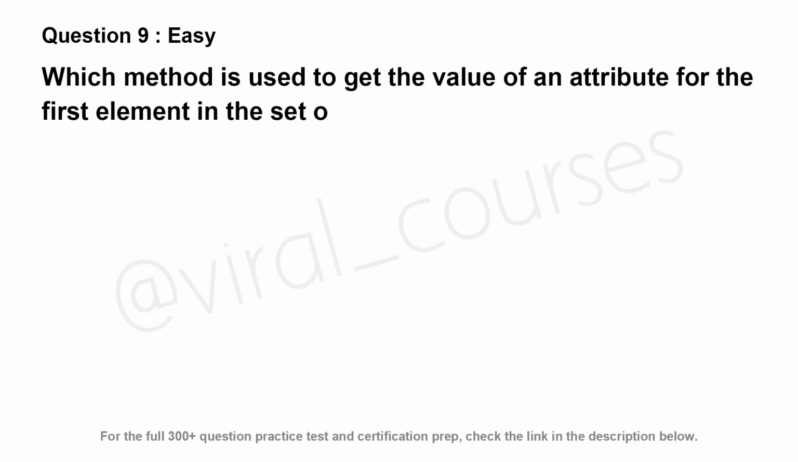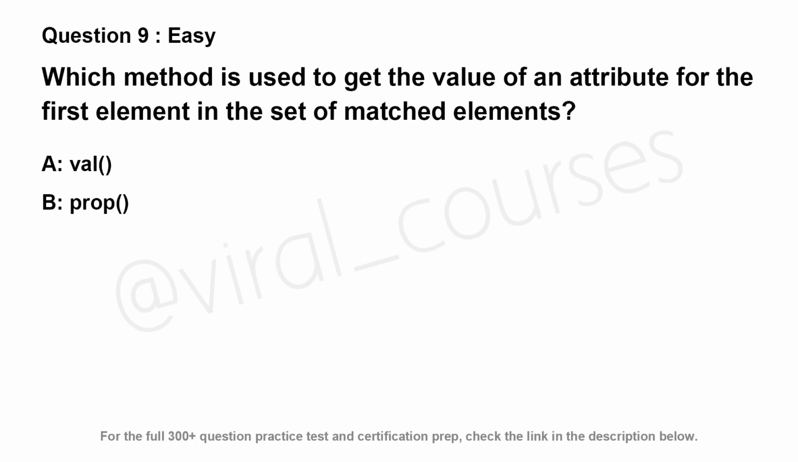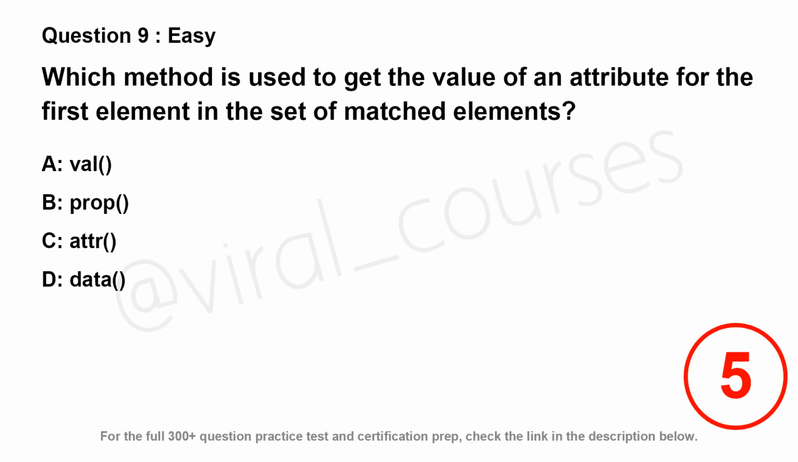Which method is used to get the value of an attribute for the first element in the set of matched elements? Option A, val. Option B, prop. Option C, attr. Option D, data.